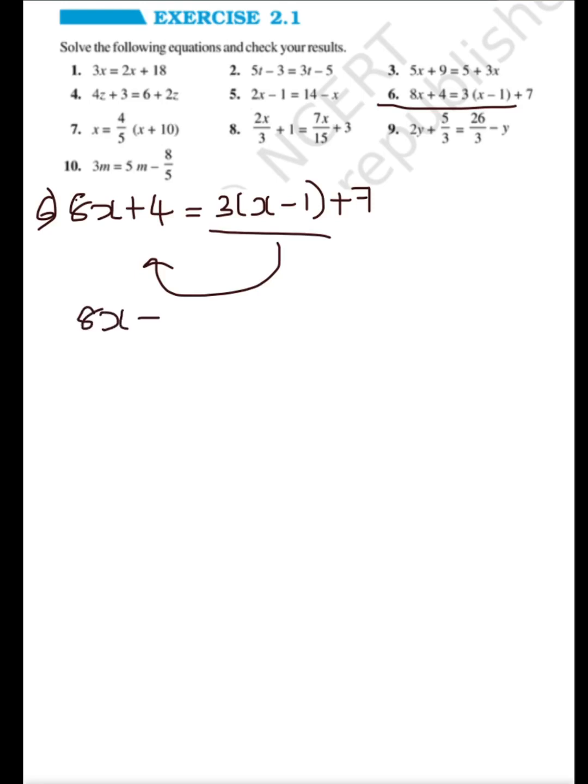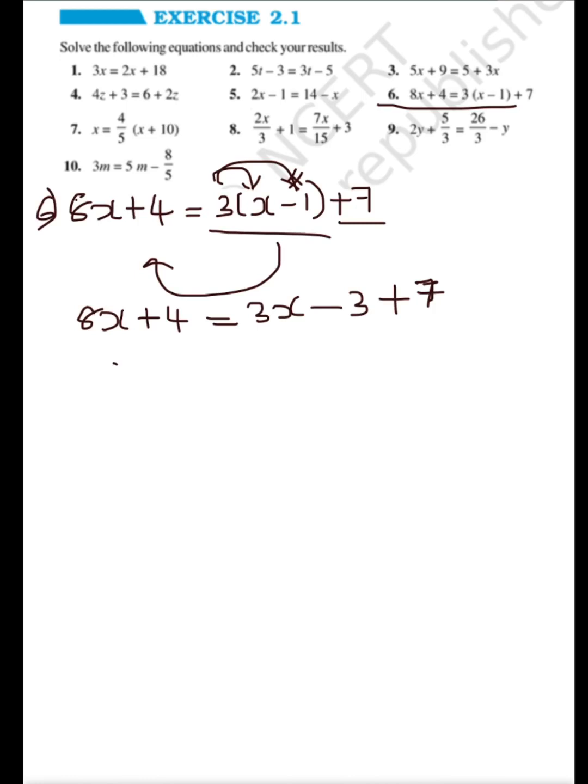That is 8x plus 4 equals, let's open the bracket, that is 3 into x is 3x, minus, what is 3 into 1? 3 into 1 is 3. Okay, so we got it as 3x minus 3. Then what is there? Plus 7. Okay, so you got it in this way. Now let's take variables to left hand side.